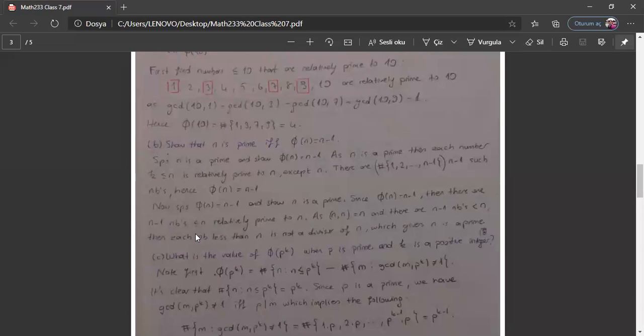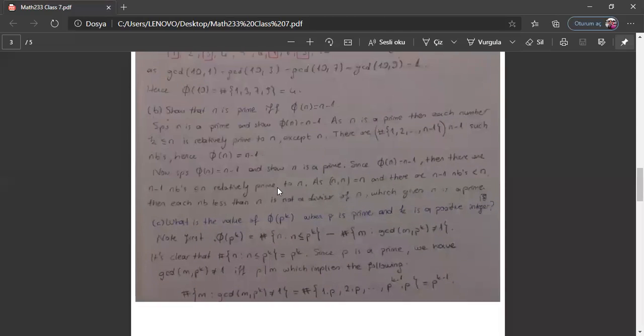So the numbers that are less than n and relatively prime to n are this many, n minus 1 many, which means that there are no numbers less than n that divide n. So it means n is a prime, right? So we show the other side too. Okay, so we know now n is a prime if and only if phi of n equals n minus 1.